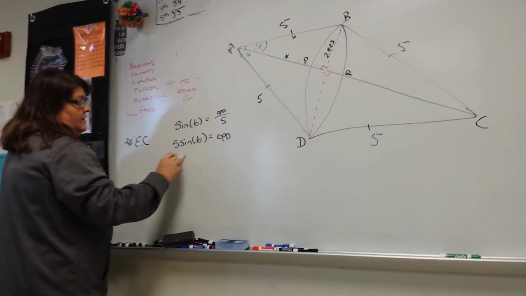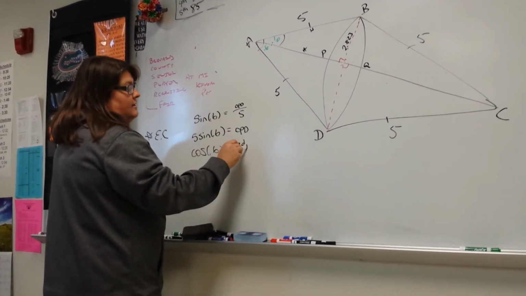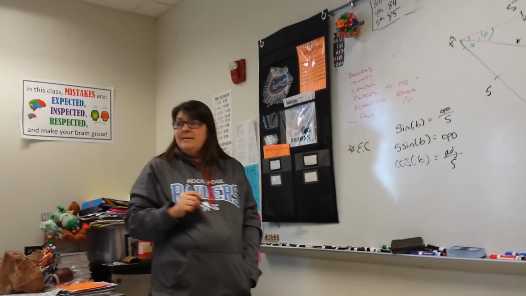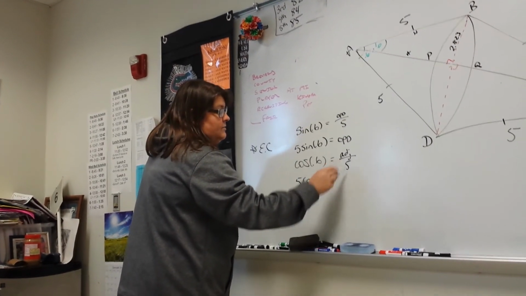Cosine. Cosine of 0.6 is equal to the adjacent over 5. So 5 times the cosine of 0.6 is equal to the height.